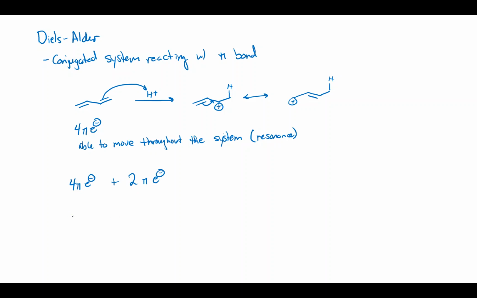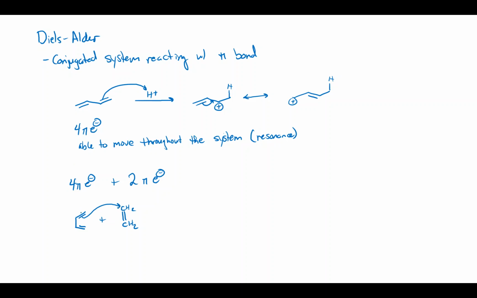Well, 2 pi electrons is just a double bond. So once again, we're going to take the easiest, simplest version of this to start with. So let's just take a double bond between two carbons, so ethene, if you will. And what we're going to see is the same thing happens. This double bond will go add to the ethene.